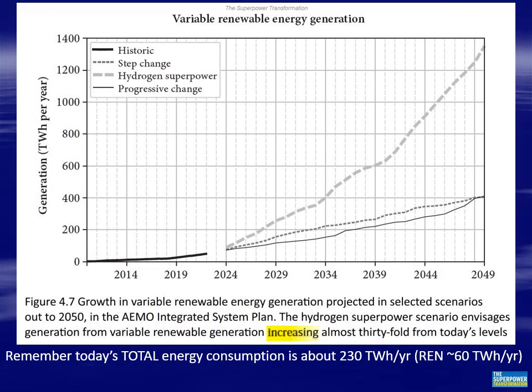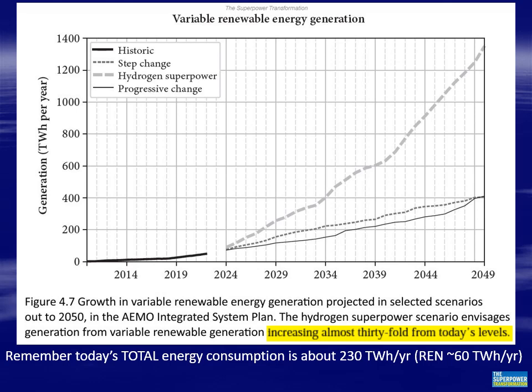Getting back to the superpower transformation, there's a whole chapter on the potential for hydrogen. If hydrogen is generated renewably, it can then be used, for example, to make steel from iron ore, and various other uses which you can read about if you go to the book or go to the PowerPoint presentation that I've been talking about.